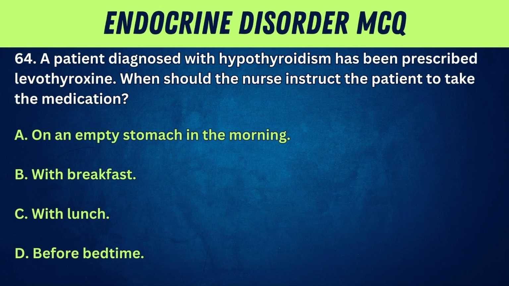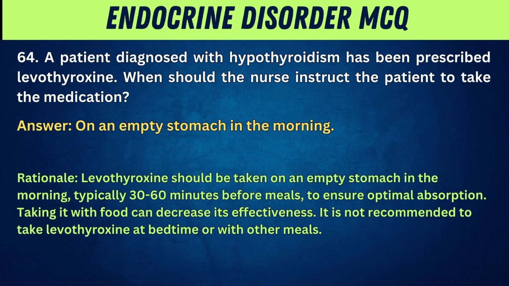64. A patient diagnosed with hypothyroidism has been prescribed levothyroxine. When should the nurse instruct the patient to take the medication? A. On an empty stomach in the morning. B. With breakfast. C. With lunch. D. Before bedtime. Answer: On an empty stomach in the morning.